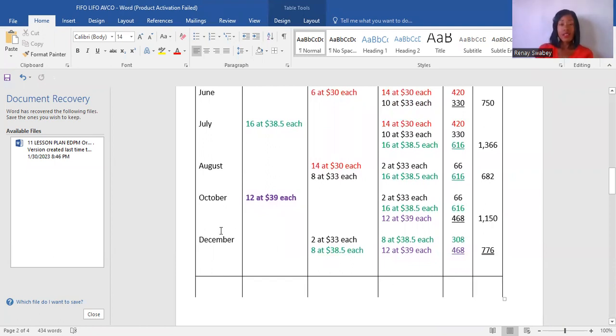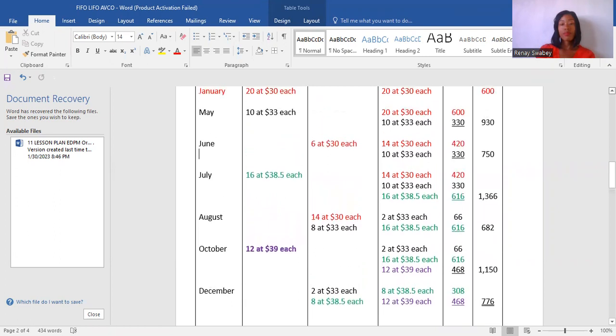Our final month is December. In December, Selena decided not to purchase any items again because she doesn't want them to go bad on her and lose money. Now, when we look at October, we realized that we didn't sell any, as was mentioned before. Scrolling back up, this figure here, this 2 at $33 comes from May, remember? So looking at the dollars will help you to remember which good you have to sell from next.